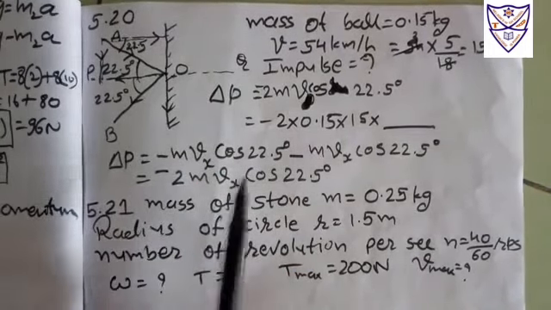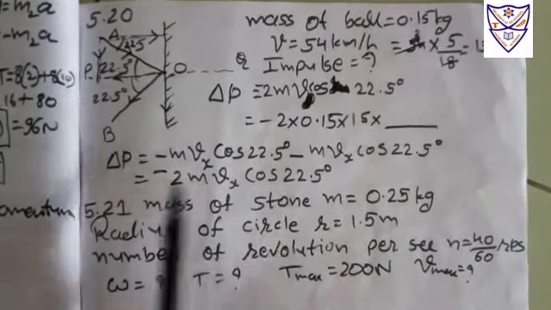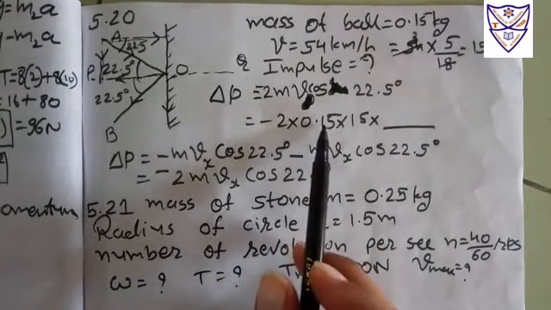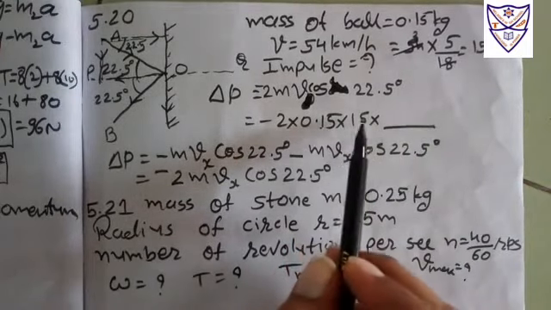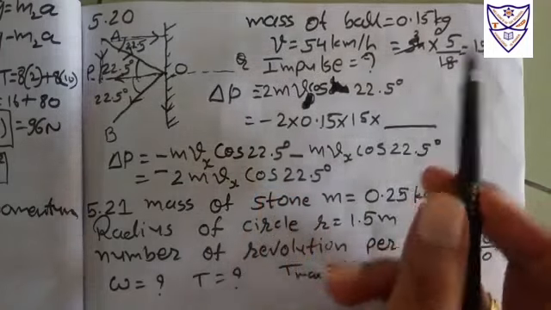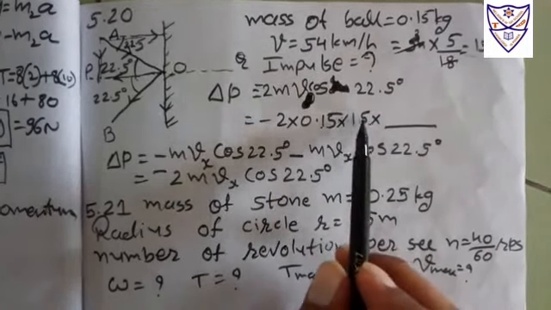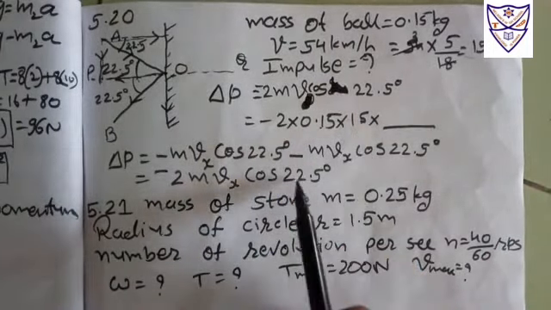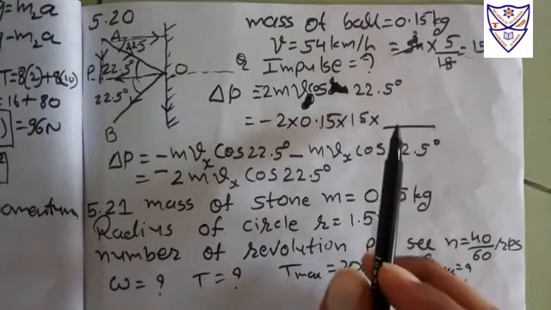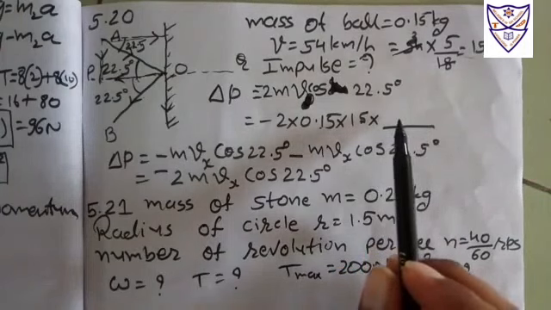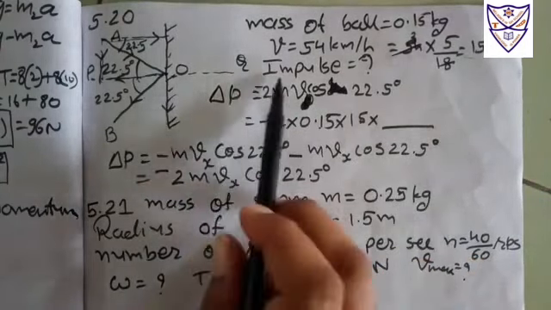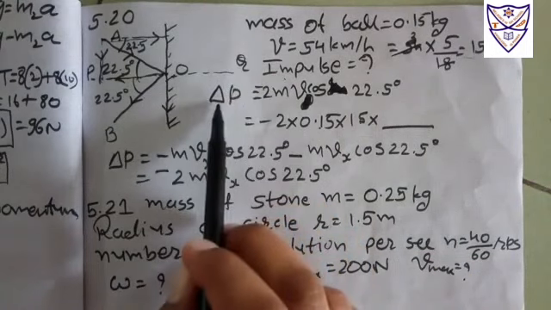Okay, now we have to put all the values here. So 2 as it is, mass is 0.15 as it is, then Vx, which from here we get as 15, and cos 22.5 you need to find from the cosine table. Whatever that value is, you put it here, and then you can find the impulse, that is, the change in momentum.